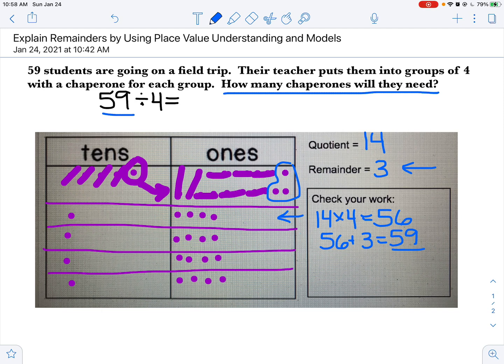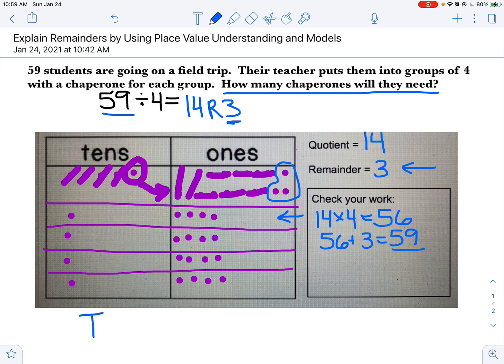So if I have 14 equal groups of 4, but I still have 3 kids left over, they're going to make their own group. So my answer here for 59 divided by 4 is going to be 14 with a remainder of 3, right? In this case, the 3 is those 3 students left over, but the number of chaperones I need will be 15. I can't leave those 3 kids without a chaperone, right? One thing I could do, I suppose, is make groups of 5, but this problem does not say that, right? So we're going to assume you can't make groups of 5, so they would need 15 chaperones.